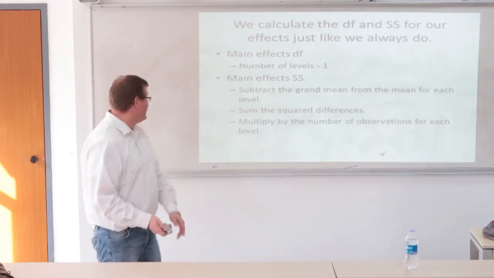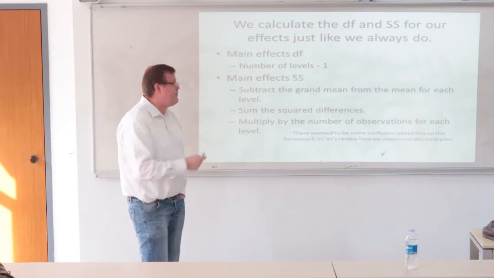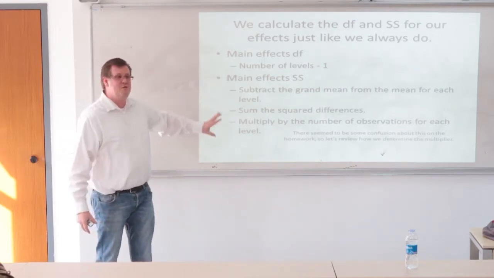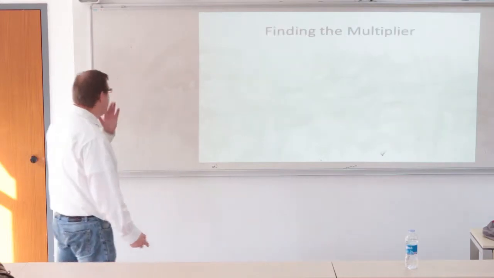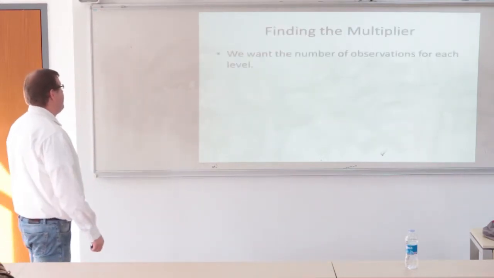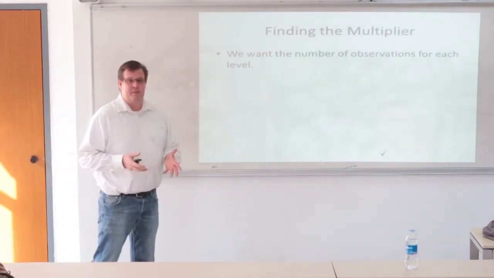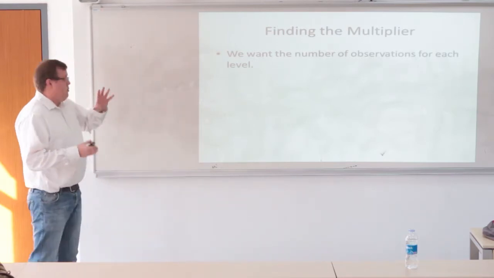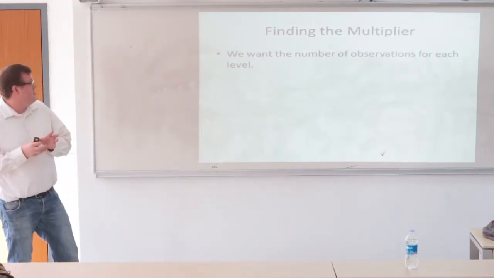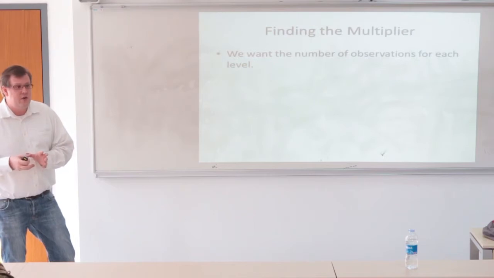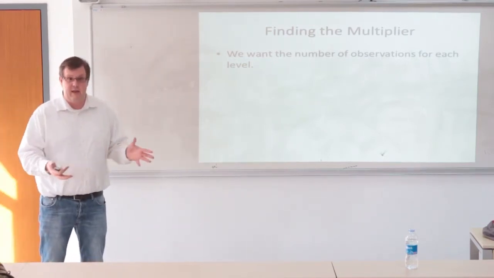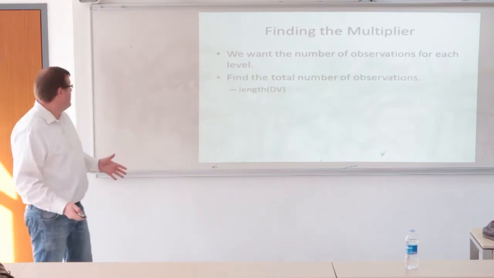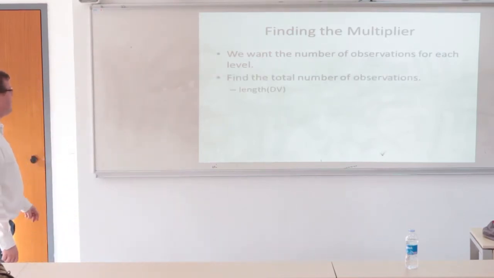Oh well, it wasn't. So let's do a quick review on how to figure out what you need to multiply this by. Okay? So, finding the multiplier. In order to find what we need to multiply by, if we want the number of observations for each level, what we can do is find the total number of observations and divide by the number of levels that we have. Right? So, find the total number of observations.